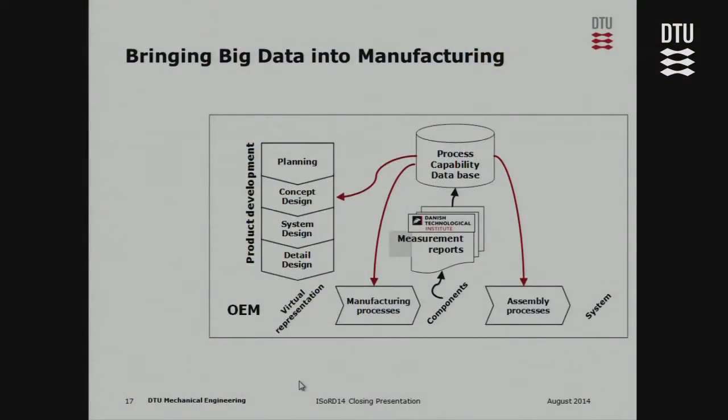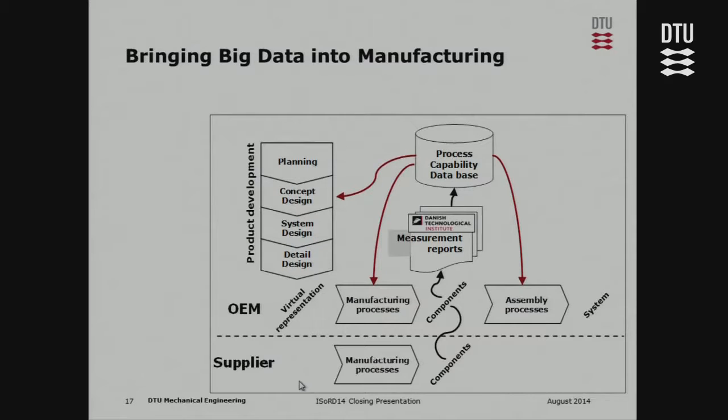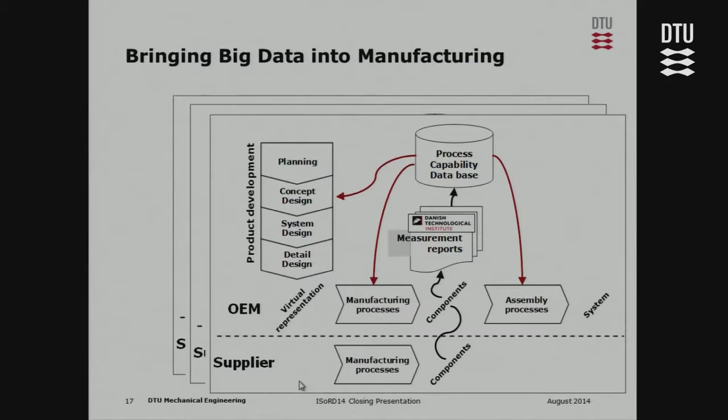But where we really want to take this forward in research terms is to incorporate big data into manufacturing. So what we'd actually like to do is do this process in collaboration with DTI, who will do the measurement reports for us, put into a process capability database which can then be used by the designers or to optimize production and assembly. But it could also be used to validate the components provided by external suppliers. And we'd like to do this for a number of companies.